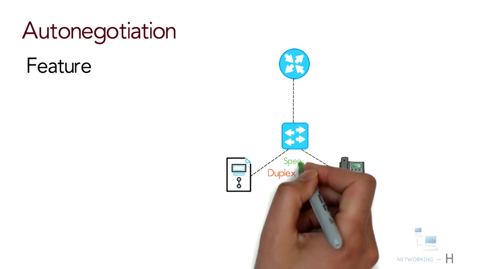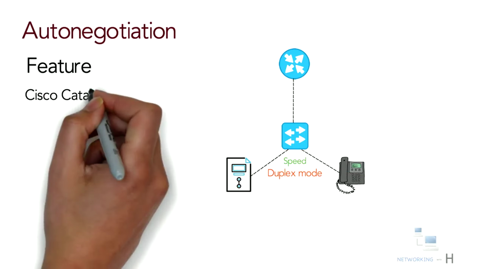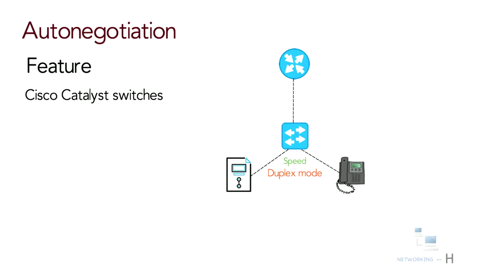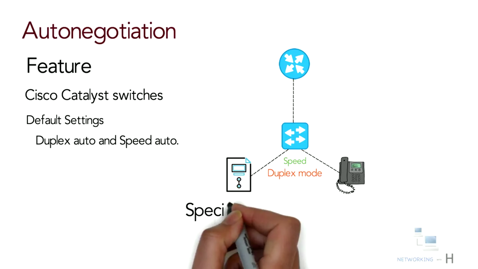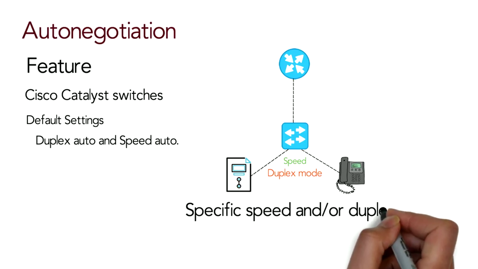For any 10/100 or 10/100/1000 interface, Cisco Catalyst switches default to setting of duplex auto and speed auto. As a result, those interfaces attempt to automatically determine the speed and duplex setting to use. Alternatively, you can configure most devices, switch interfaces included, to use a specific speed or duplex.